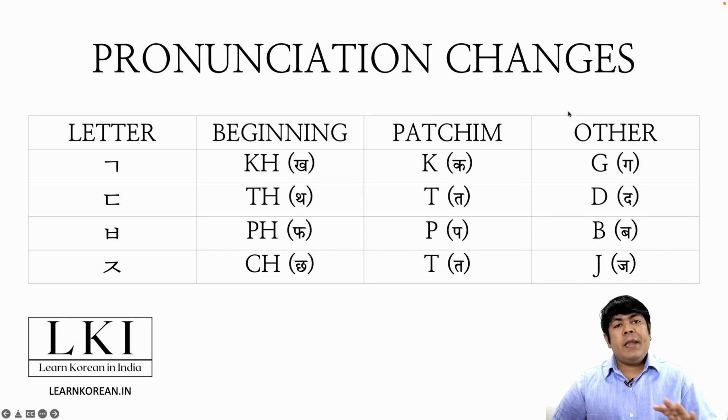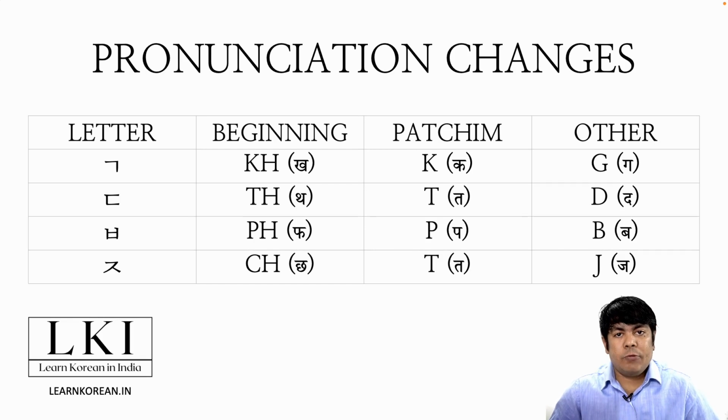But if it is coming anywhere else apart from beginning or Pachim, then the sounds of these letters will be like this. K will be g, th will be pronounced like d, p will be pronounced like b, and ch will be pronounced like j. Confusing, right? But believe me, with time you will get used to it and you will have no problem reading it. Let's just practice a little bit, and then you will feel more comfortable with these changes.